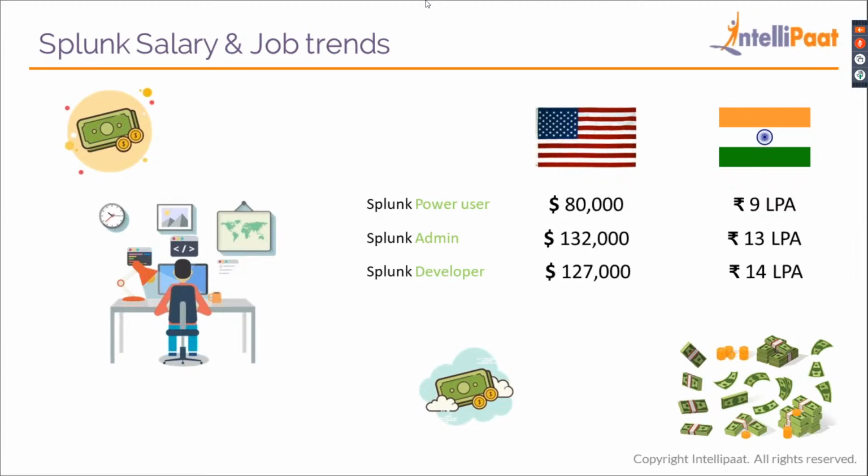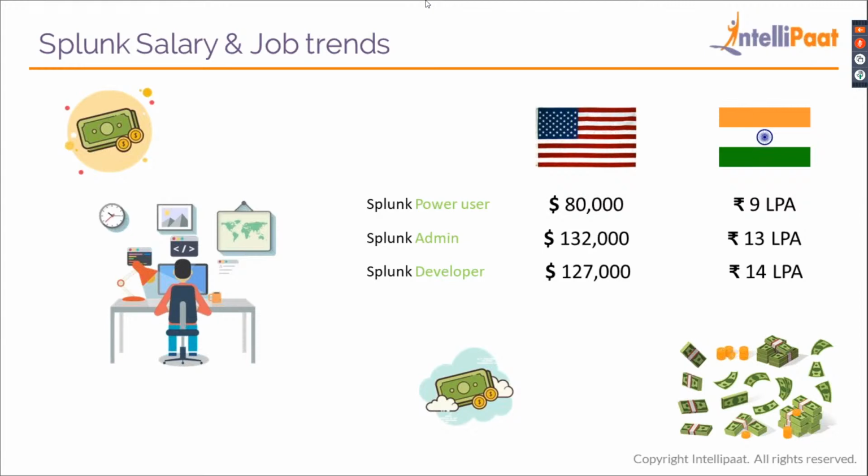Then as you can see with admin and developer, you have very high salaries. With admin, you have $132,000. That's an average figure. And in India, you have 13 lakhs per annum. And for Splunk developer, again, you have similar amounts, like $127,000 in America and 14 lakhs per annum in India. So you have such huge amounts.